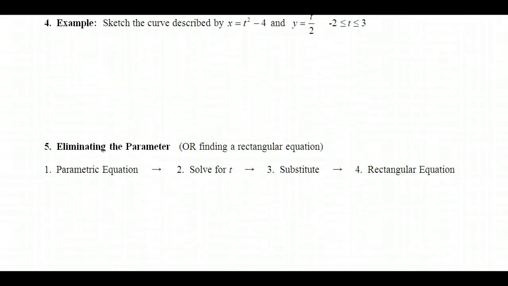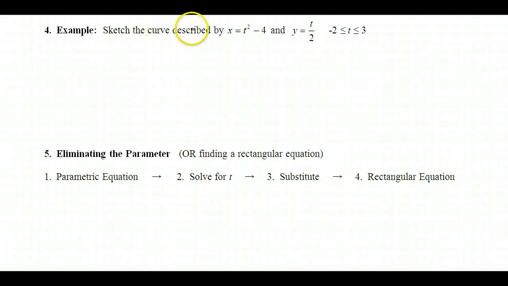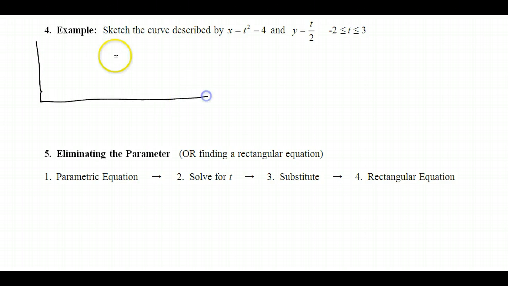All right, so we want to sketch the curve described by x equals t squared minus 4 and y equals t divided by 2 from -2 to 3 for our time. Oftentimes I'll have you make a table for this, so we can make a table. And remember, now we have 3 variables instead of 2.